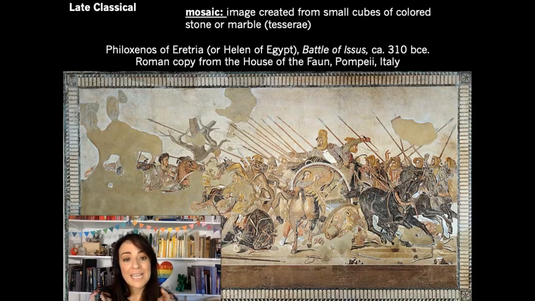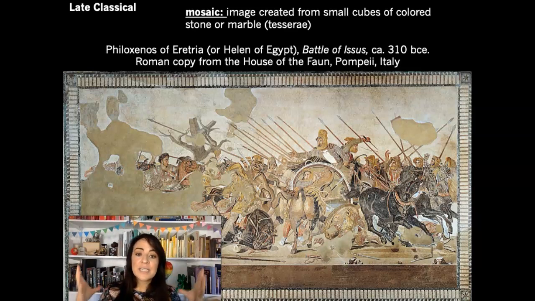It is a mosaic, which is your vocabulary term. Mosaic, an image created from small cubes of colored stone or marble. And then I've put in parentheses tesserae. Tesserae are four-sided, or five-sided or whatever, but these geometric shapes of some kind of colored stone or marble that you put into a framework that creates an image.